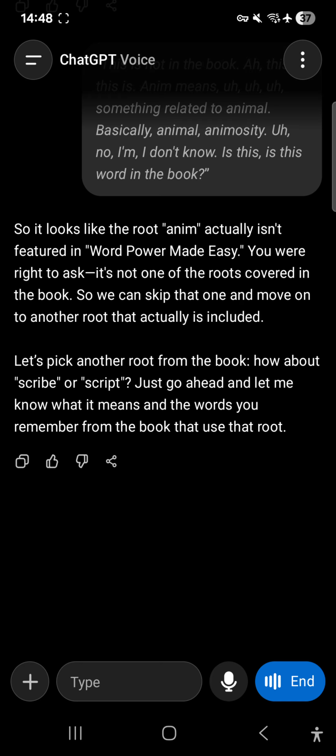Related other words, proscribe, no, I don't think circumscribe is a word. Circumscribe is a word. Circumscribe means covering something basically. Other words related to scribe is manuscript. Or you tell me if I'm missing any word in the book related to scribe.